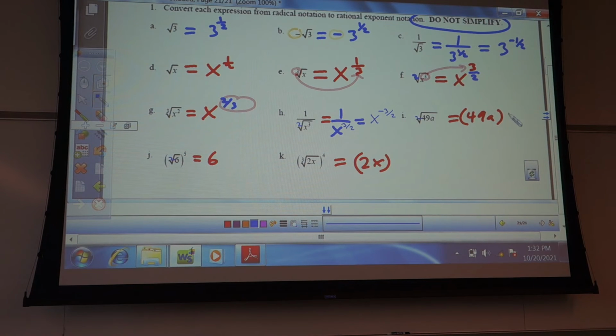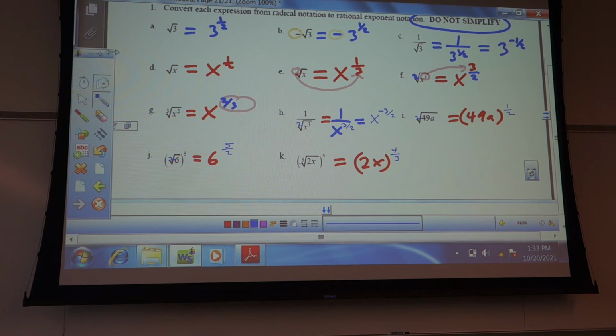Okay, the next one. This is the exponent. There's no exponent here, so it's an invisible 1 on top. The regular square root is just to the 1/2 power. Here, square root, so it's to the 1/2 power, but it's raised to the 5th, so it's 5 on top, 2 on the bottom. So up here it's 4 on top, 3 on the bottom, because there's that 3 in there.